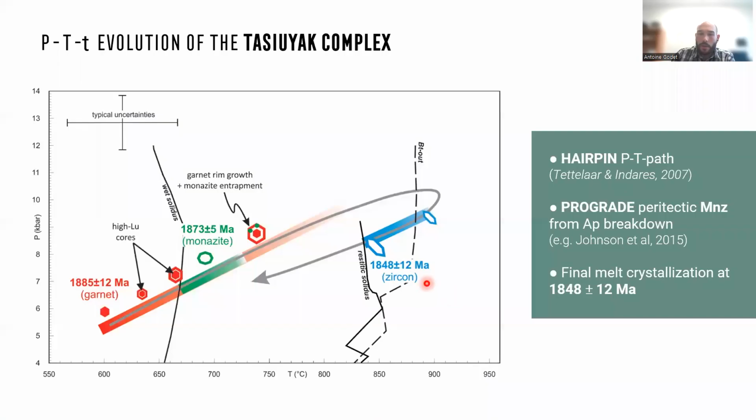So we think that the garnet core grew in the presence of apatite in subsolidus conditions and continued to grow after the apatite broke down to produce monazite in peritectic conditions. Finally, we dated zircon that we interpret as retrograde, coeval with the melt crystallization, estimated at 1848 plus or minus 12. So again, a full PTt evolution of the Tectonic complex.